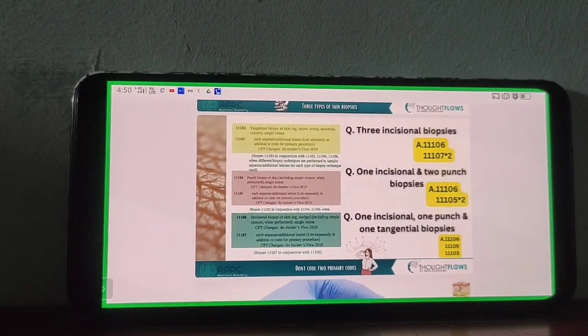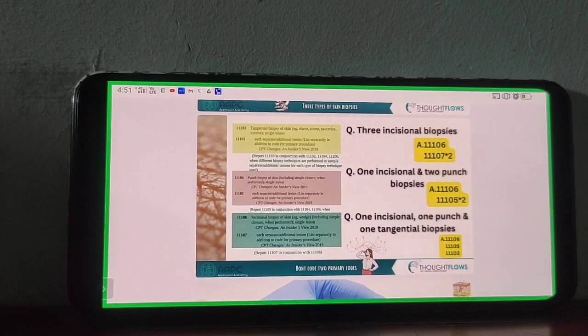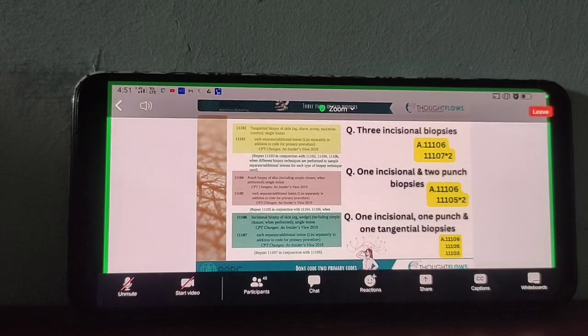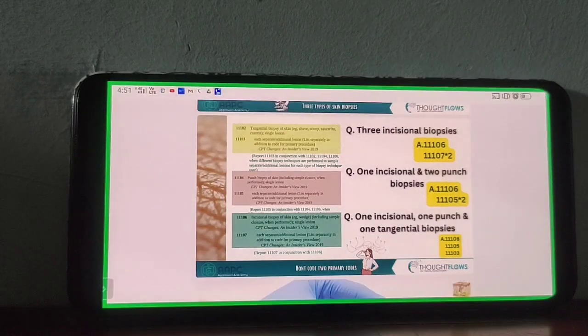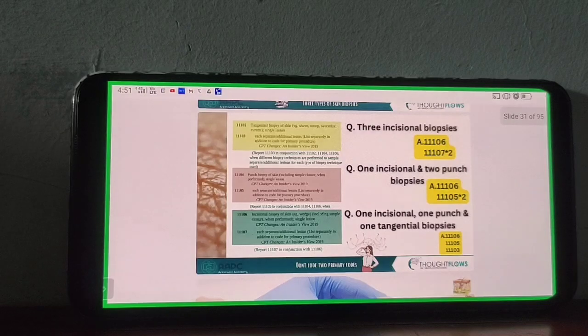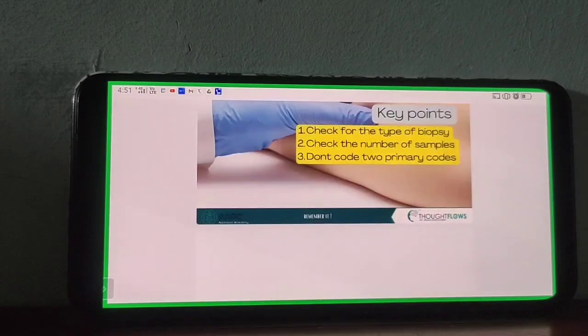Lesion 1106, one punch. So you have to report the add-on code directly, 11105. And for a tangential, one lesion 1103. Okay. Did you understand? Is there any doubt in biopsy? No, ma'am. Very good.